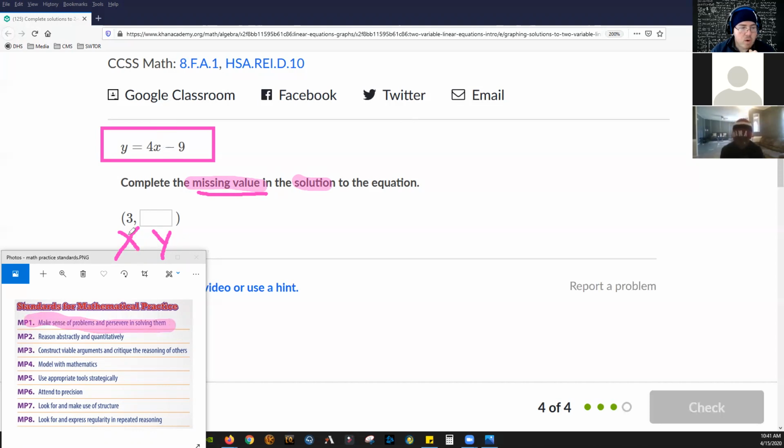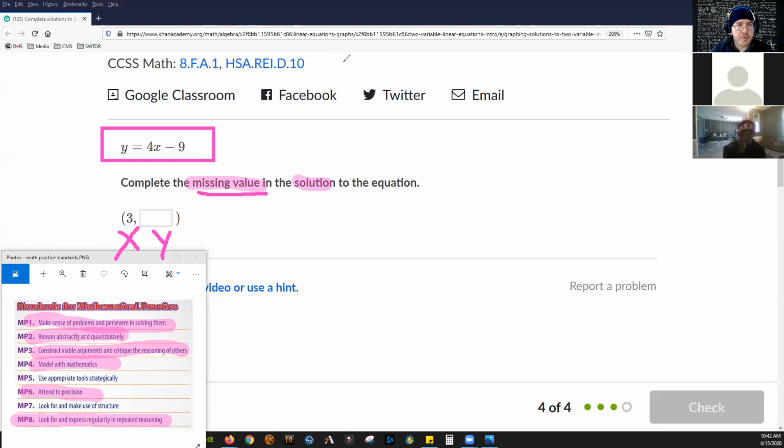I understand what the x and y values are, so I guess I'm sort of reasoning abstractly. By the end of this, I will have constructed an argument to prove to you and myself that we have the right answer. We're going to have to model with our mathematics. We haven't gotten there yet, but we will. We're going to attend to precision, be very careful with our numbers. And yeah, I think we're going to be using a lot of repeated reasoning. The stuff we just did is really going to help us out here. So let's see.